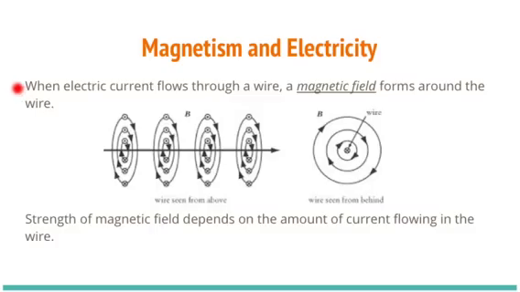All right, anytime electrical current flows through a wire, a magnetic field is produced, and it forms around the wire. So try to picture this. This is a two-dimensional drawing, but this actually occurs in 3 dimensions. Here's the wire right across here where the arrow is, and then these circles represent the magnetic field that forms around the wire.